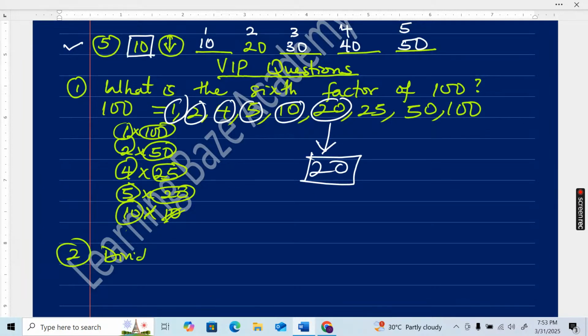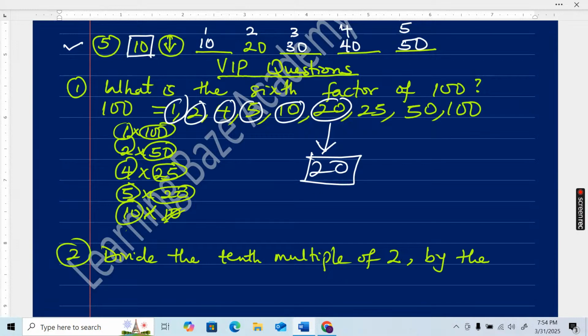Okay, now divide the 10th multiple of 2. Divide the 10th multiple of 2. Begin to do your workings. Begin to think about it. Divide the 10th multiple of 2 by the third factor of 15. What is your answer? What will your answer be?